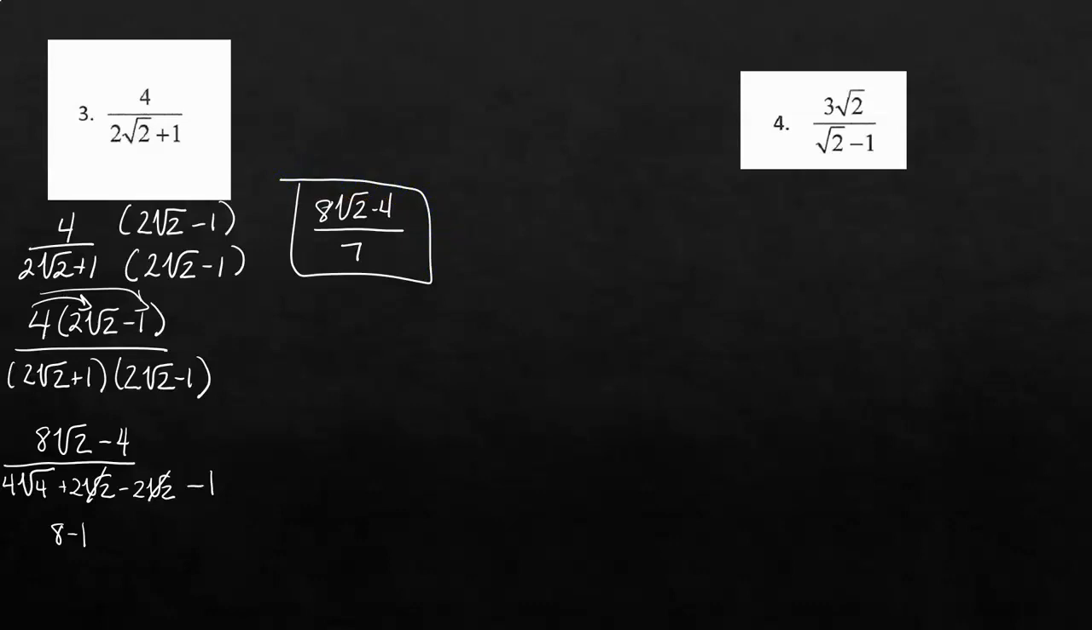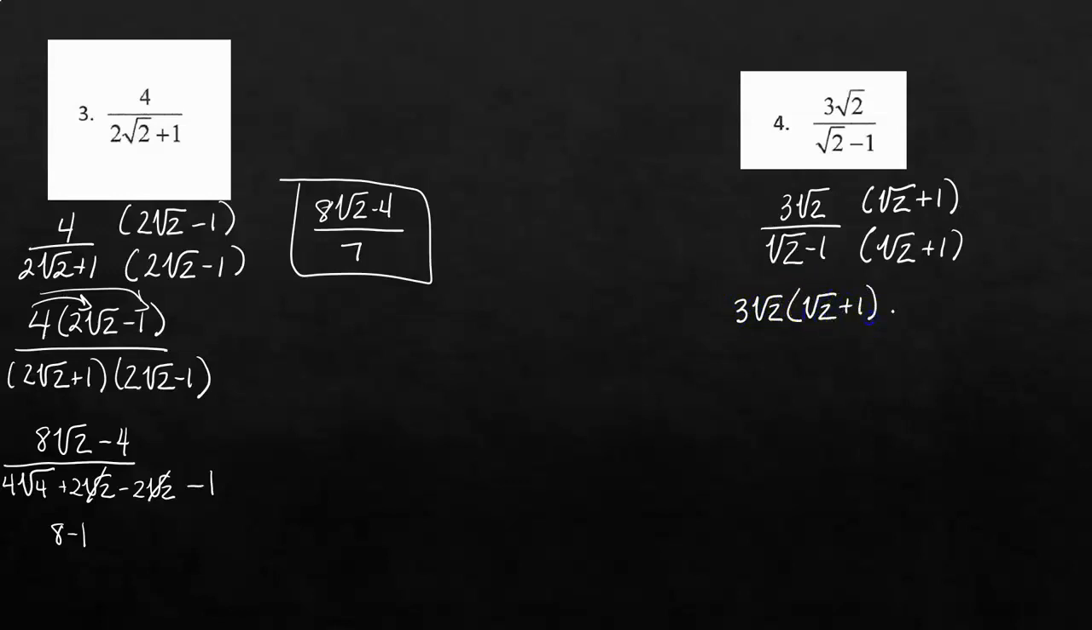All right, we got a couple more here. The next one is 3 root 2 over the square root of 2 minus 1. Let's get using that conjugate. Multiply both the numerator and the denominator by the conjugate. So here I have 3 root 2 times the square root of 2 plus 1 on the quantity. Here, do a little FOILing.